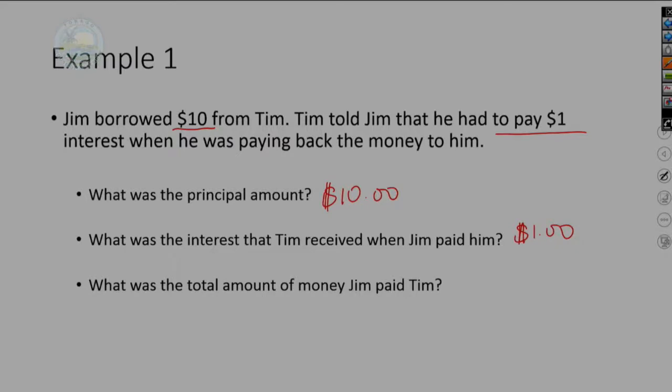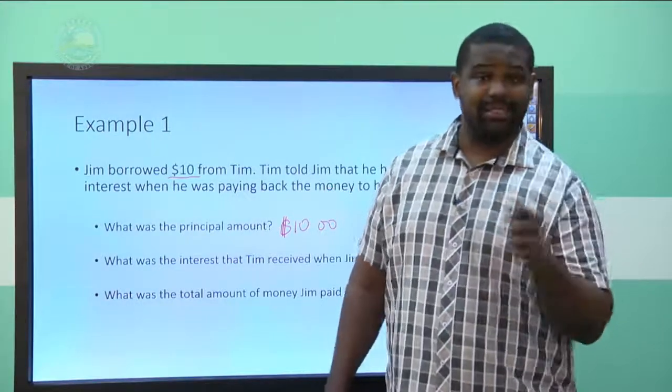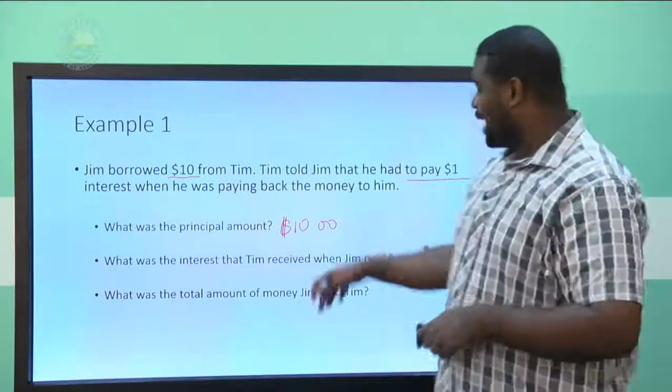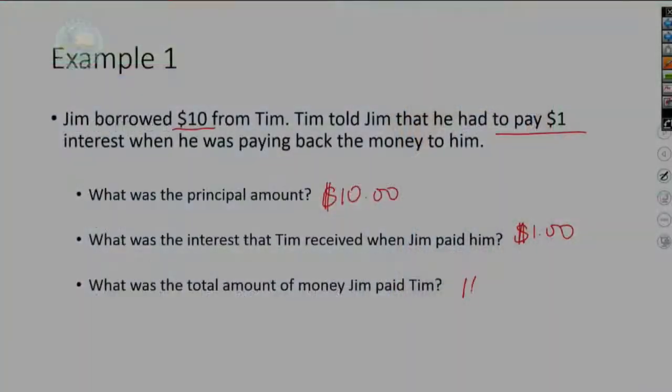Well, let's think about it. It wouldn't be $1. Because if you lend somebody $5 and they only pay you back $1, you will dog them for your money. If you lend them $20, you will dog them for their money until they pay back all of it with the interest. So the total amount could never be just the interest alone. They must pay back the amount they borrowed plus whatever interest they're charged. So in all, Jim had to pay Tim $11.